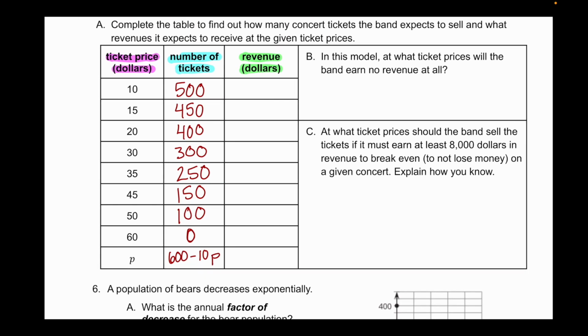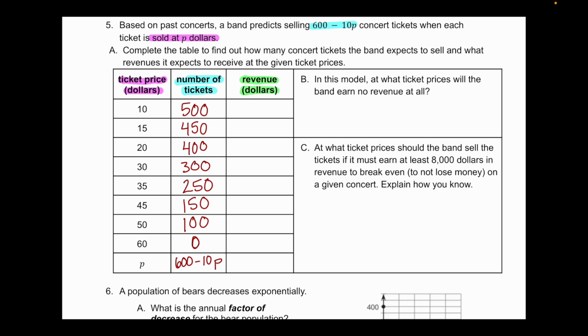So now, for revenue, revenue is found by multiplying the ticket price and the number of tickets together. So we're going to do that part. I'm going to multiply straight across. So we will do 10 times 500, which is 5,000. 15 times 450, which is 6,750. 20 times 400, which I believe is 8,000. 30 times 300, which I believe, yep, is 9,000.